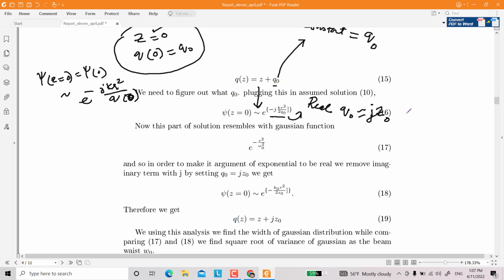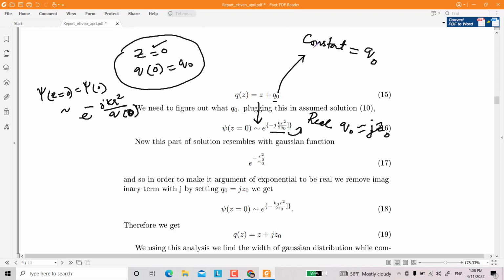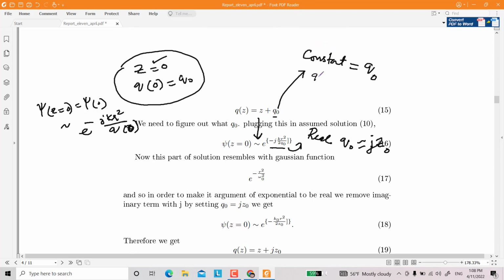So from here we just realize that this arbitrary constant is not just an arbitrary constant, rather this is a specific imaginary number, right? So far we got this thing from here. So if this is the case, then what is the width of that Gaussian, right?